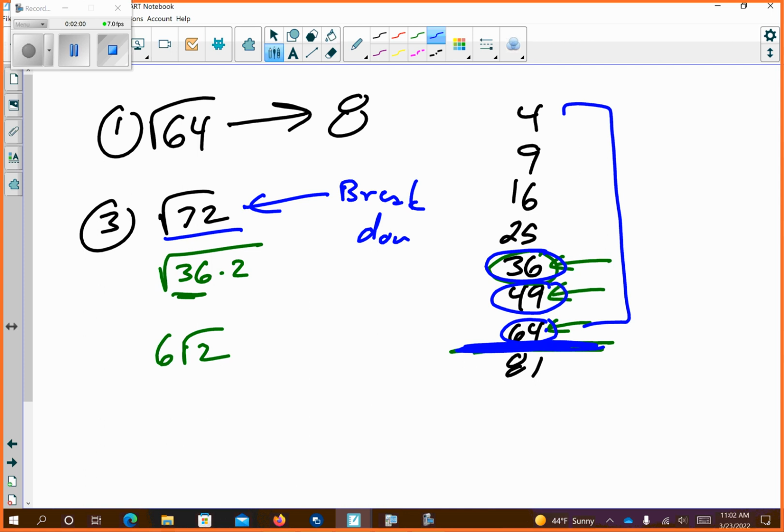So how did you get the 6 right up there? Because the square root of 36 is 6, and then this stays behind. So perfect squares come out. You take the square root of it, and they come out.